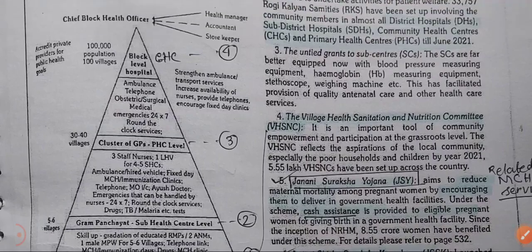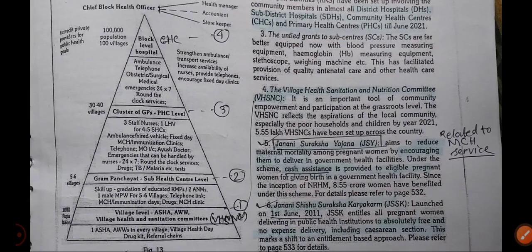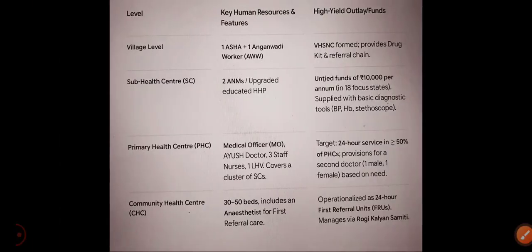Here Park provided a picture and I have summarized this well. Look at this. At the village level, the human resources feature is only one ASHA and one Anganwadi worker, AWW. And what are the funds? That is the VHSNC. This VHSNC was formed to provide the drug kit and referral chains.